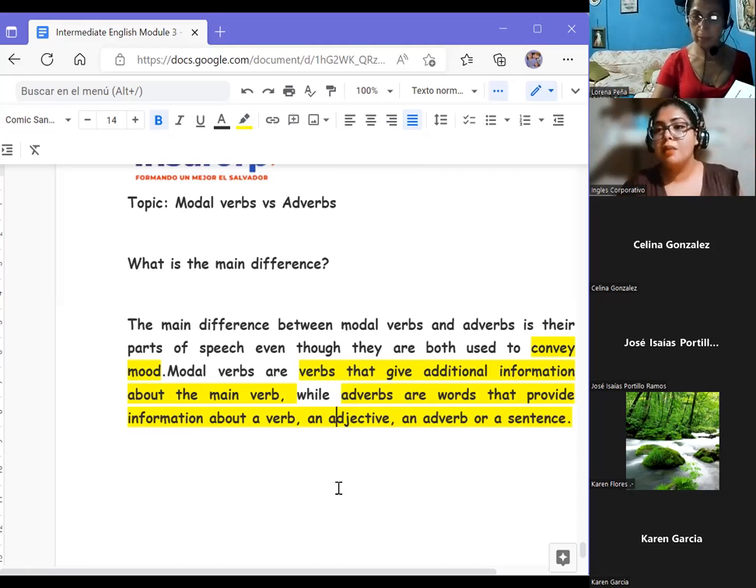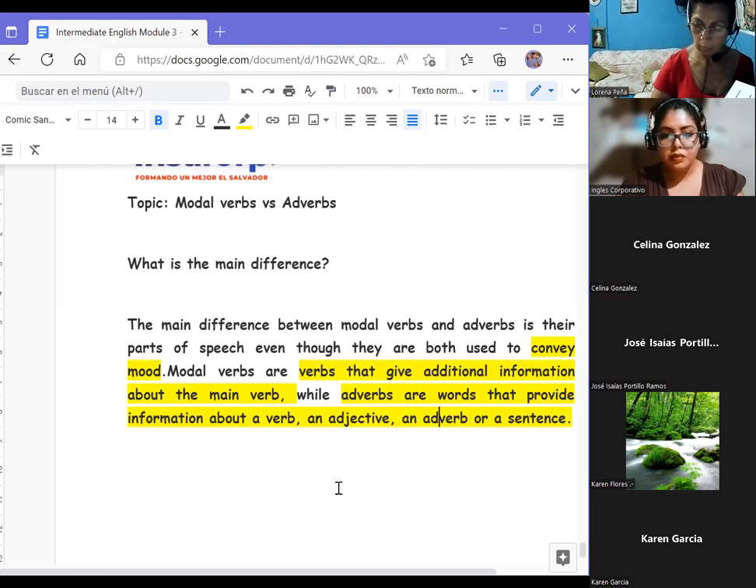So in that case, we are marking the important part because they are saying that the difference is the part of speech that they are in. And the main thing is that they both convey mood, but modal verbs are verbs that give additional information about the main verb, and adverbs are words that provide information about a verb, an adjective, an adverb, or a sentence. That is the main difference that they have.